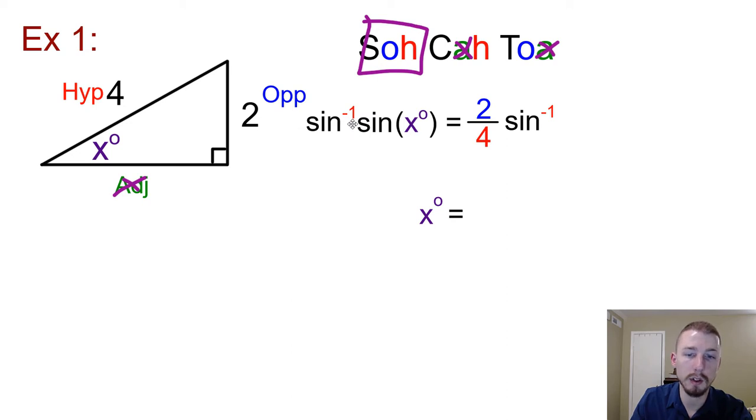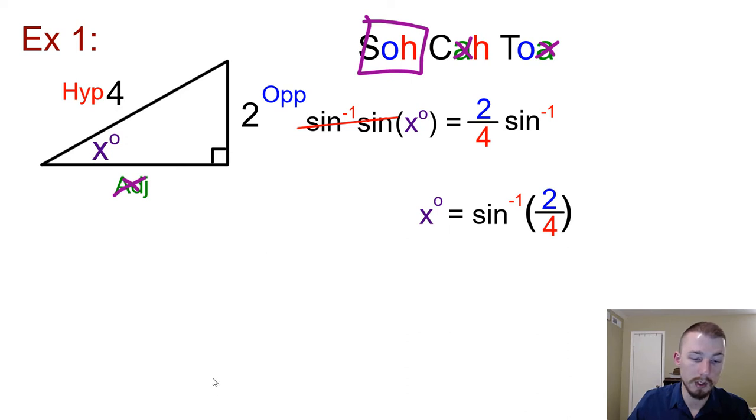The sine inverse of sine is just going to be the x. So they undo each other, leaving us with just the x. So x is equal to the inverse sine of 2 over 4, or we would write sine inverse of 2 over 4. We just write it backwards, in other words.